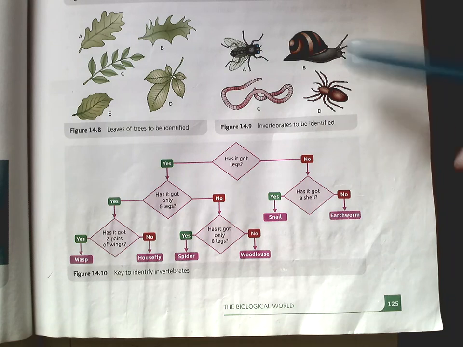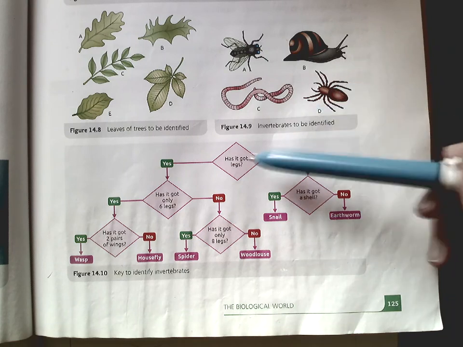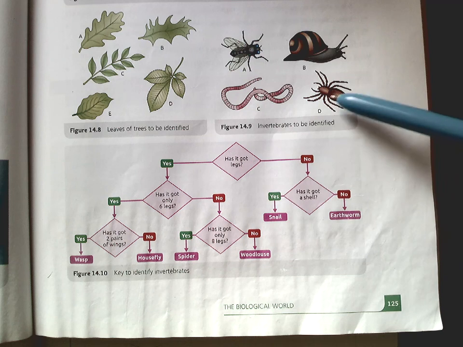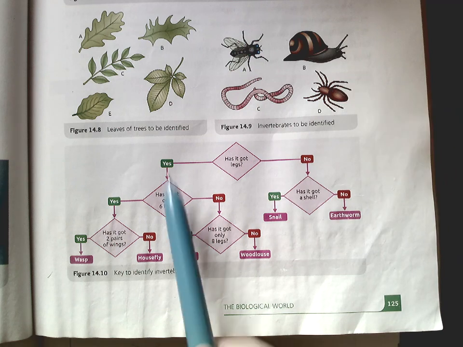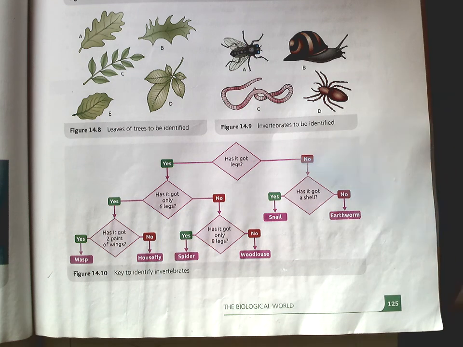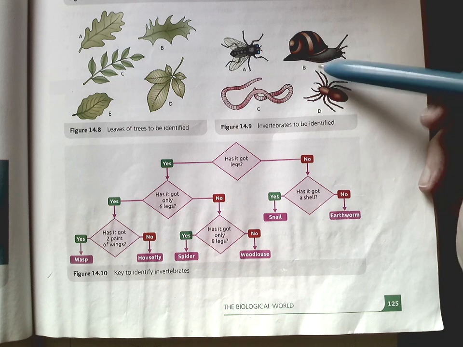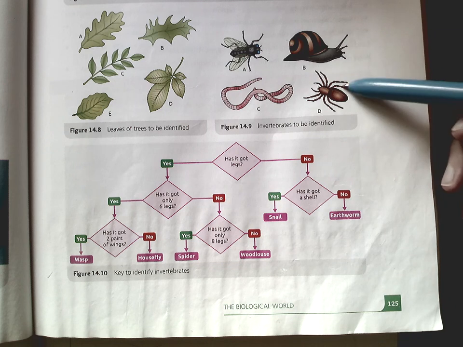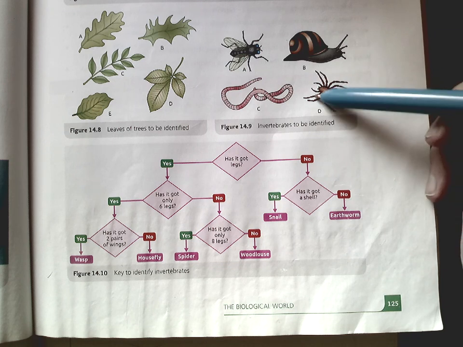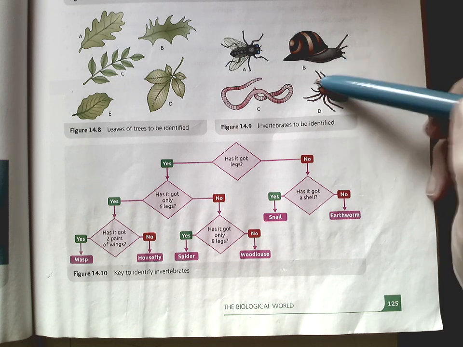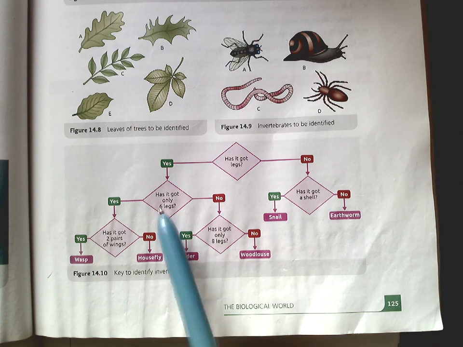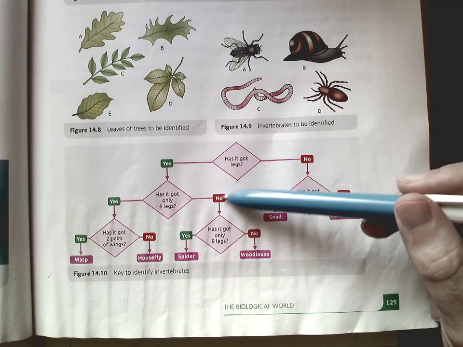Okay, so let's have a look at this guy here. So again, we go to our key. Has it got legs? So we can see that it clearly has legs. And has it only got 6 legs? So let's count how many legs it has. 1, 2, 3, 4, 5, 6, 7, 8, and maybe 9, 10. So it actually has 10 legs, so it doesn't have just 6 legs.